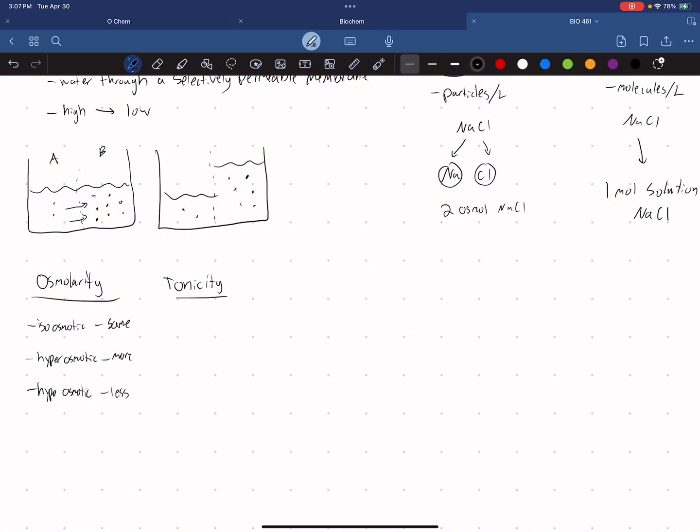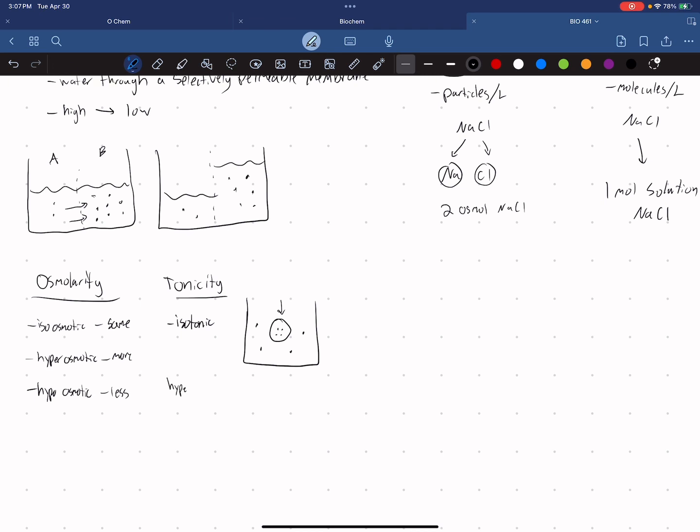So if we see an isotonic cell, I'll go ahead and draw a little picture here of a solution, and we will have a cell inside of a solution. And so what happens is if we have the same concentration inside the cell and outside the cell, there won't be any movement that will change the size of the cell. So this cell right here will be isotonic.